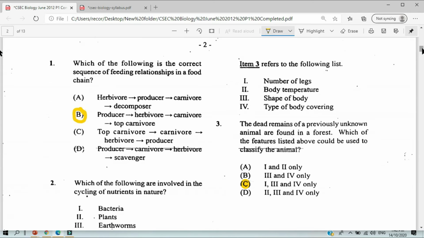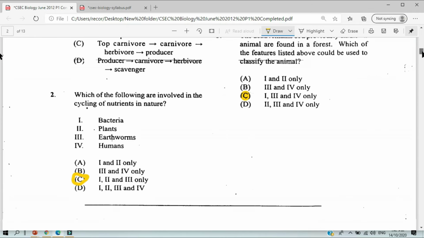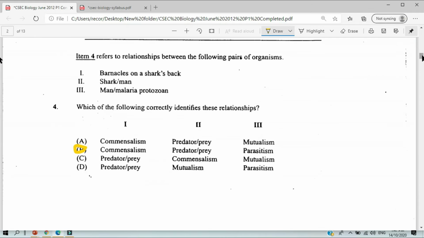Now for 3, it refers to the following list: number of legs, body temperature, shape of the body, type of body covering. The dead remains of a previously unknown animal are found in the forest. Which of the features listed above could be used to classify the animal? Now we chose C. The animal is already dead, so you wouldn't be able to get a temperature. We move on to 4.